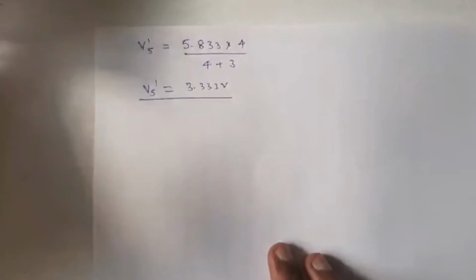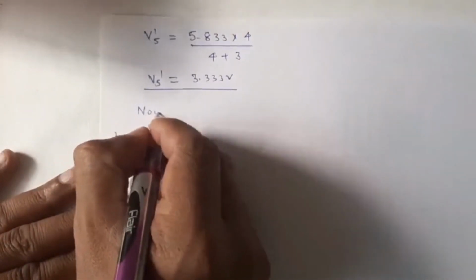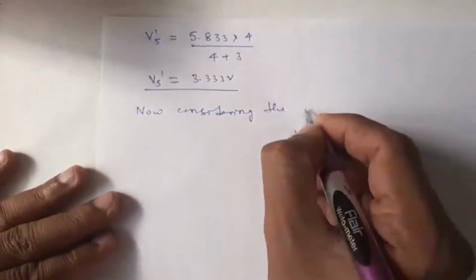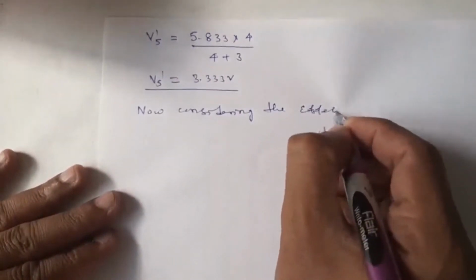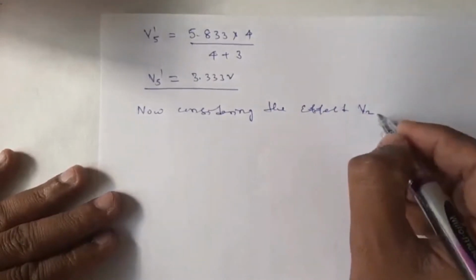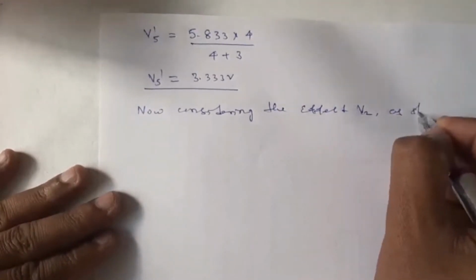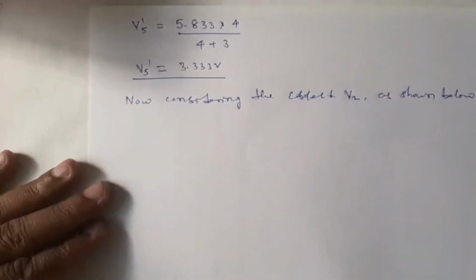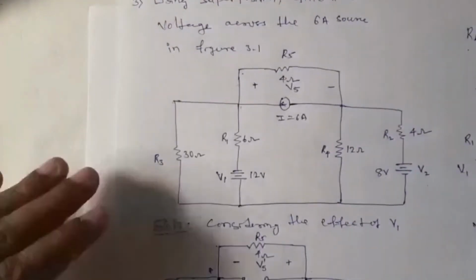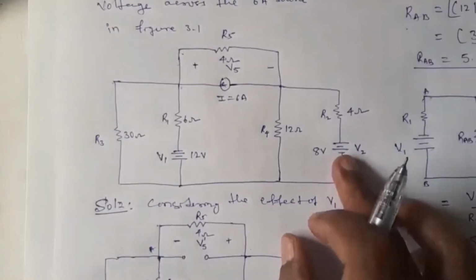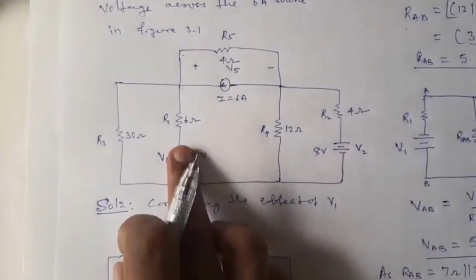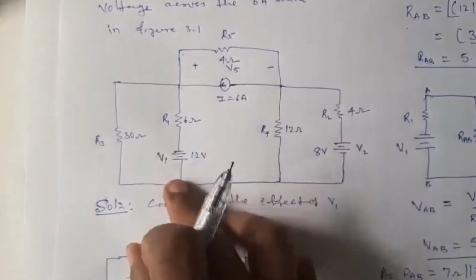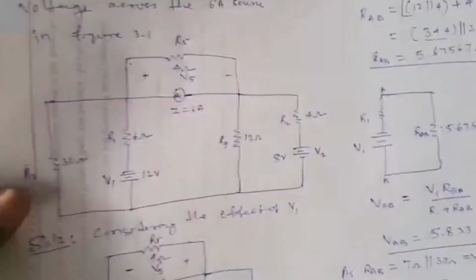So now considering the effect of the next source, V2, as shown in the below figure. If you see, dear students, we want to consider the effect of V2, obviously V1 will be short circuited and the current source will be open circuited. By short circuiting this and open circuiting this, I'll redraw it.